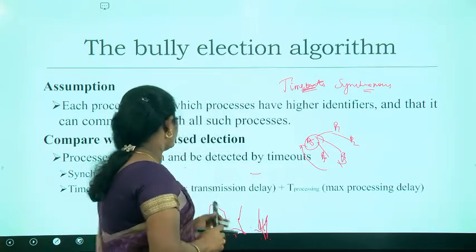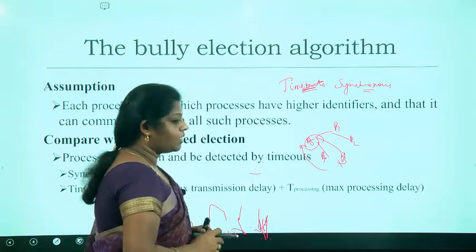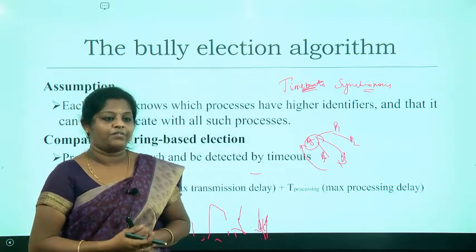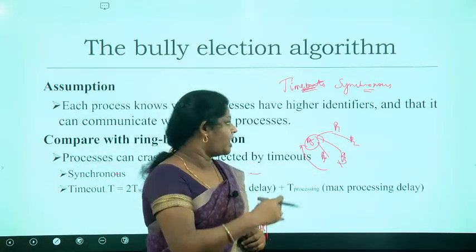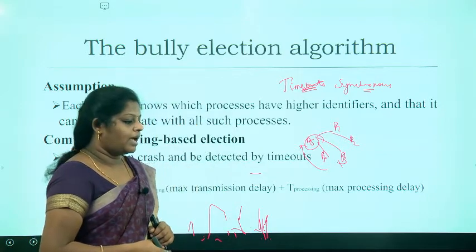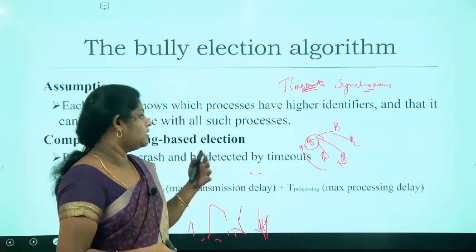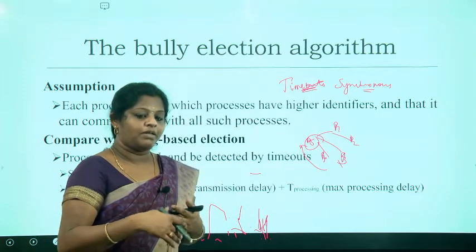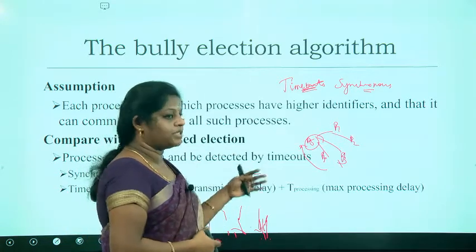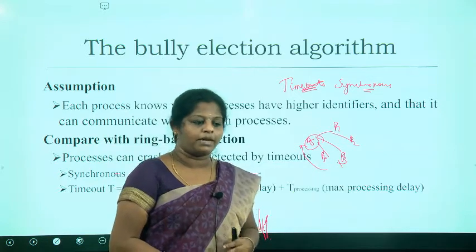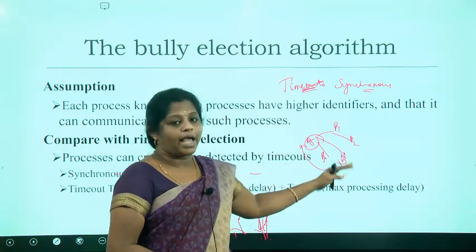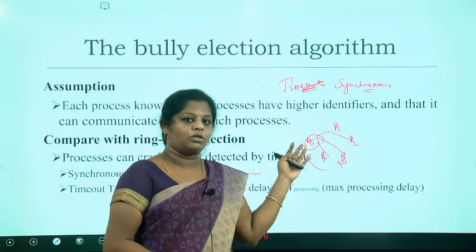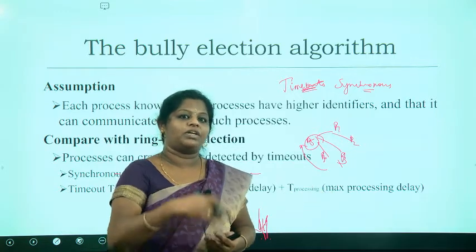But while coming to the Bully algorithm, each process knows the identifier of the remaining processes in the system, and they also know which one has the largest identifier. Along with that information, the process is going to elect the participant. Because all the processes know the identifiers of the remaining processes, with the help of this knowledge the process is going to initiate the election.